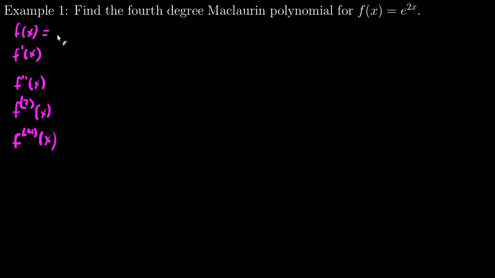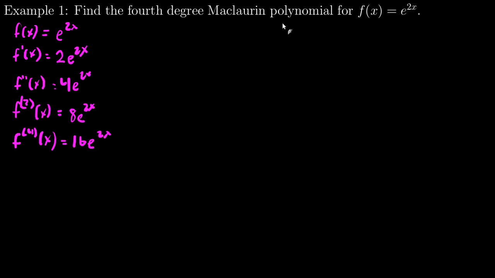Well, f of x is e to the 2x. The first derivative is 2 e to the 2x. The second derivative is 4 e to the 2x. The third derivative is 8 e to the 2x. And the fourth derivative is 16 e to the 2x. I stop here because it's a Maclaurin polynomial.